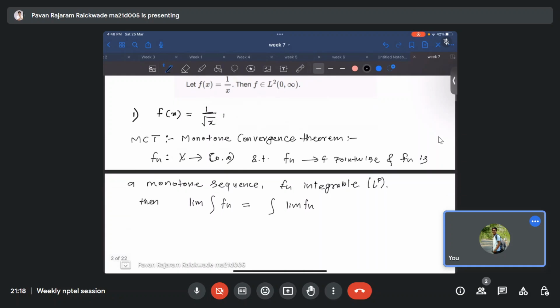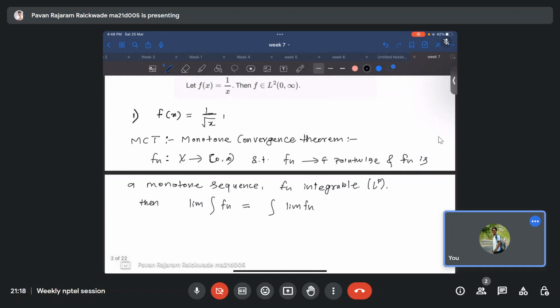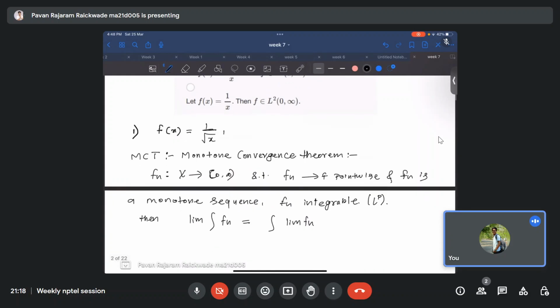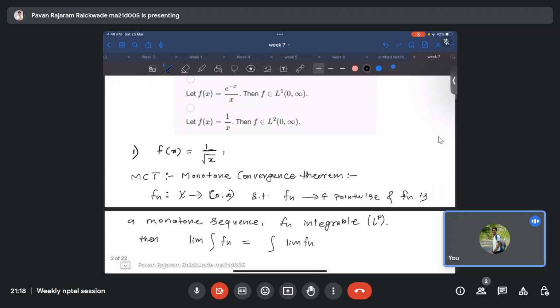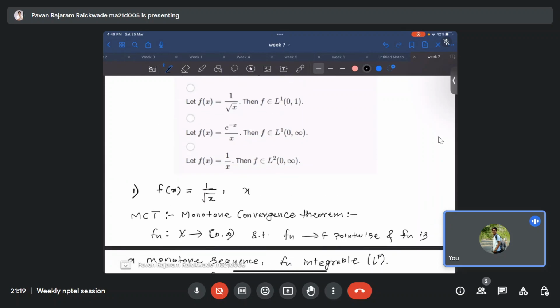So I'll find this limit of 1 by root x using these things. You can see 1 by root x is defined for all x with, just a minute, sorry.